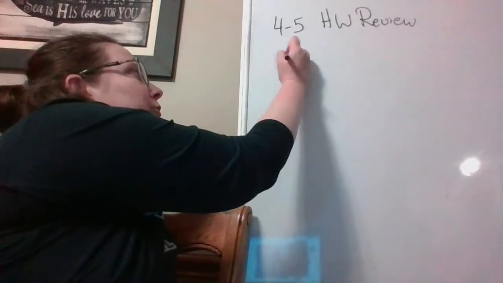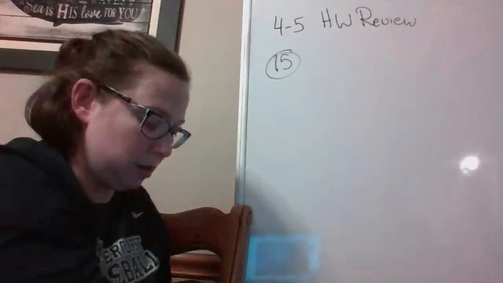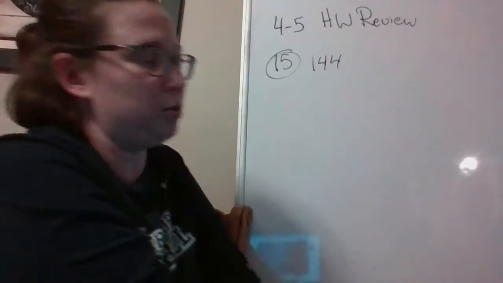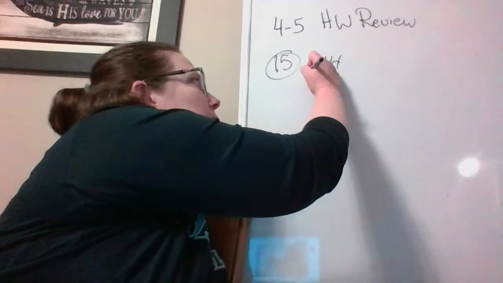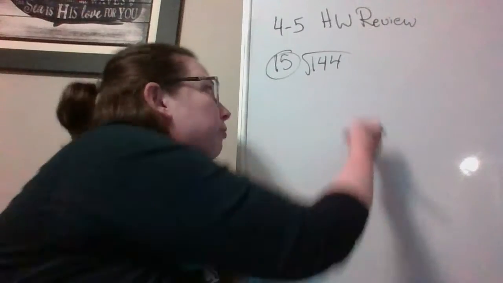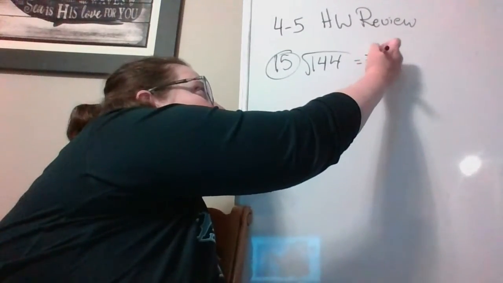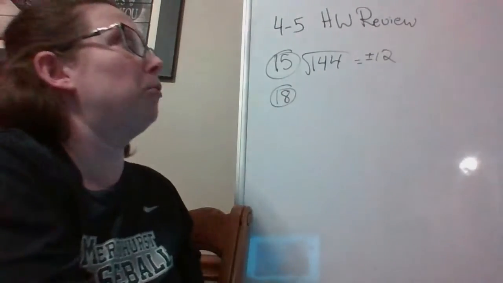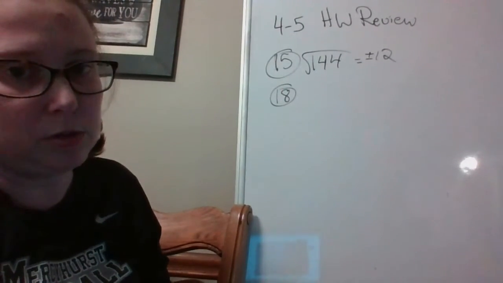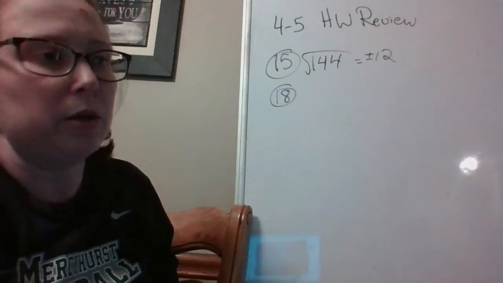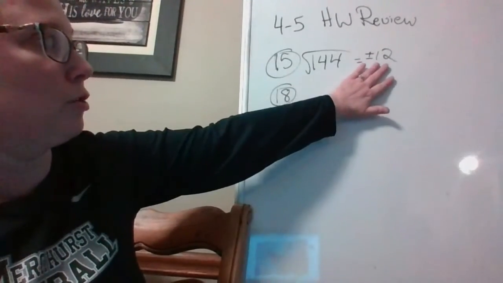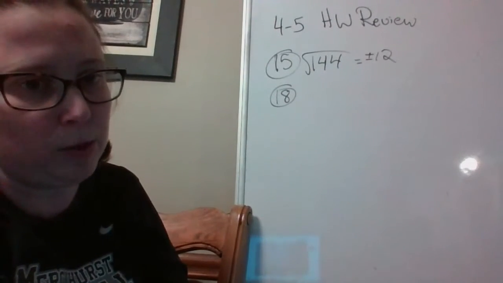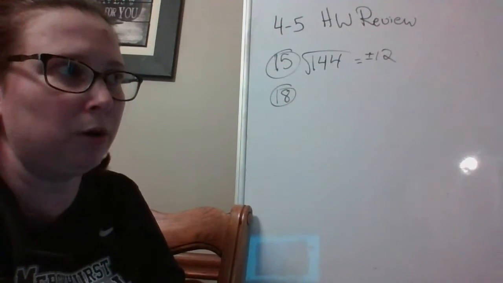So for 15, they gave you 144. The two square roots for that, so I'm going to say the square root of 144 equals both positive and negative 12. And remember that you are thinking about what times itself equals 144. To do that, we can say either 12 times 12 equals 144 or negative 12 times negative 12 equals 144.